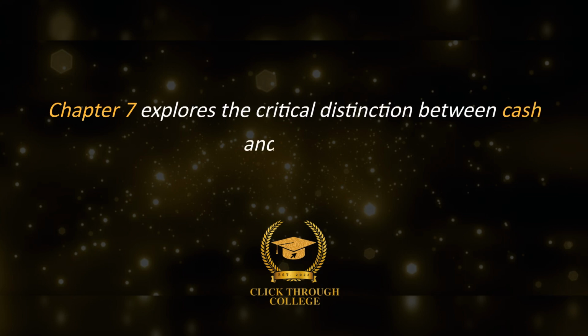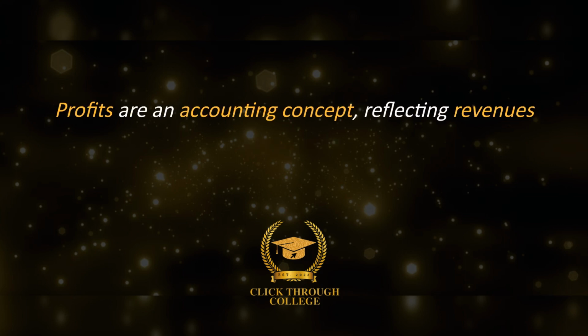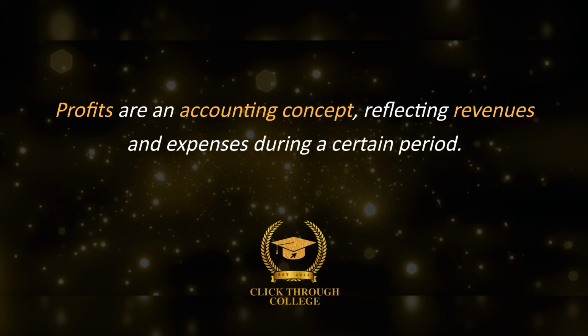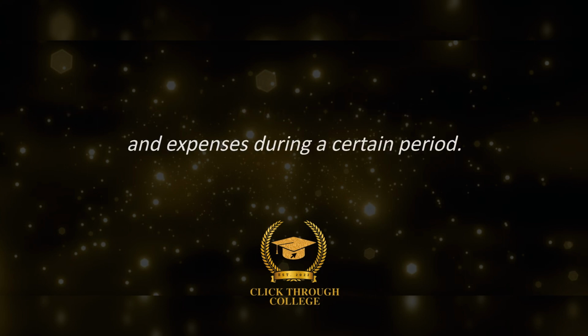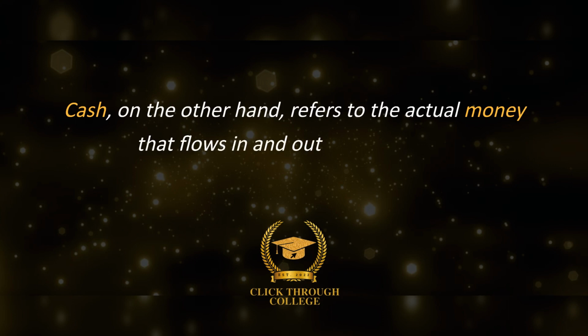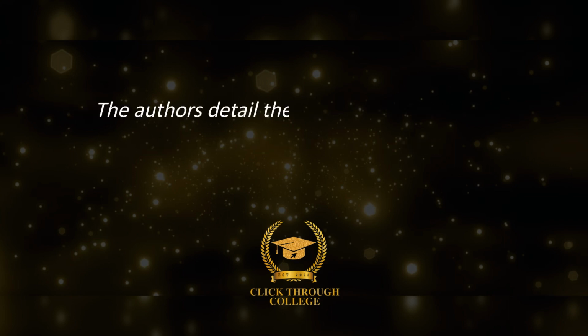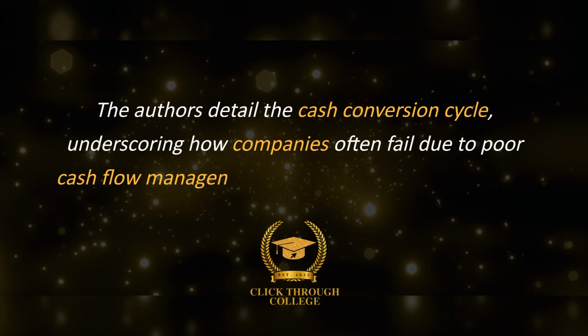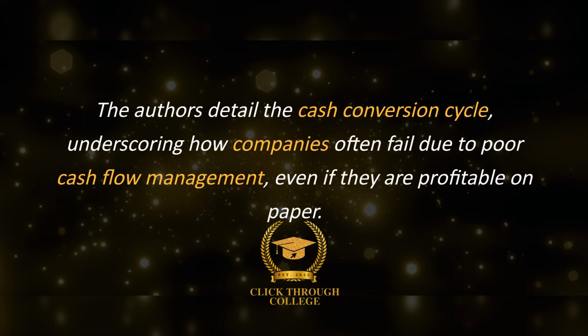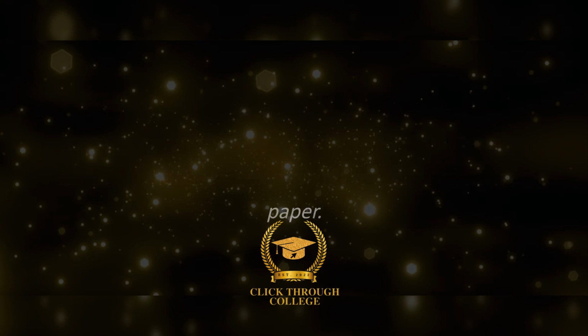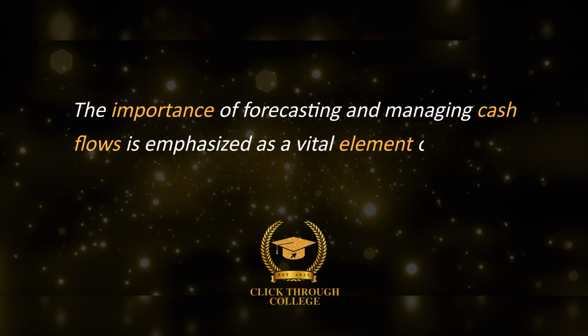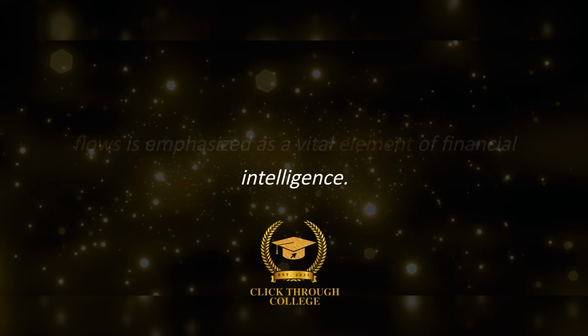Chapter 7: Cash versus Profit. Chapter 7 explores the critical distinction between cash and profits. Profits are an accounting concept, reflecting revenues and expenses during a certain period. Cash, on the other hand, refers to the actual money that flows in and out of a company. The authors detail the cash conversion cycle, underscoring how companies often fail due to poor cash flow management, even if they are profitable on paper. The importance of forecasting and managing cash flows is emphasized as a vital element of financial intelligence.